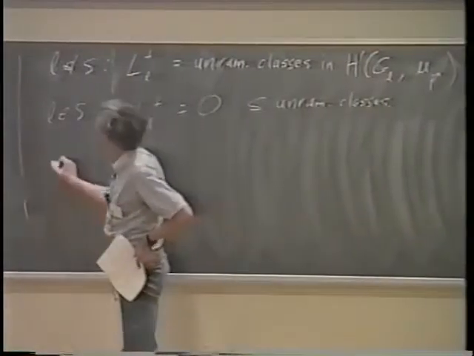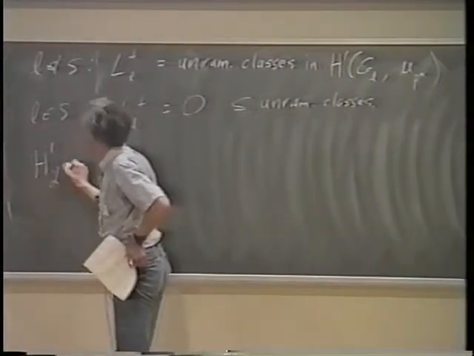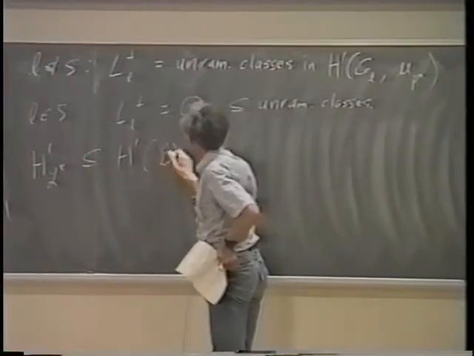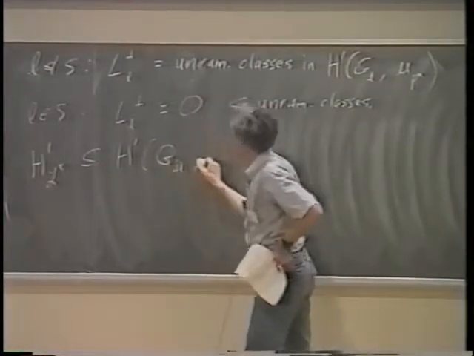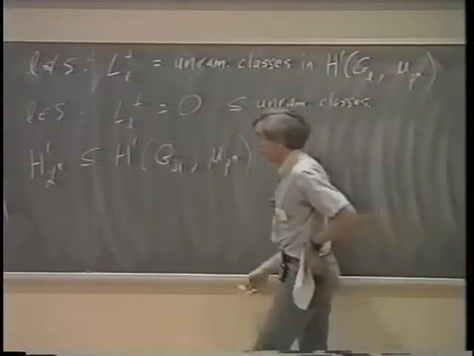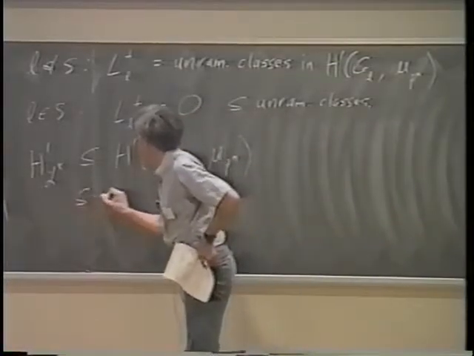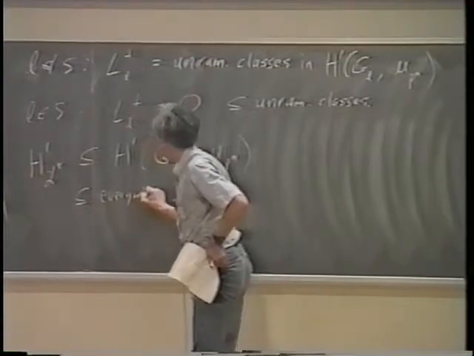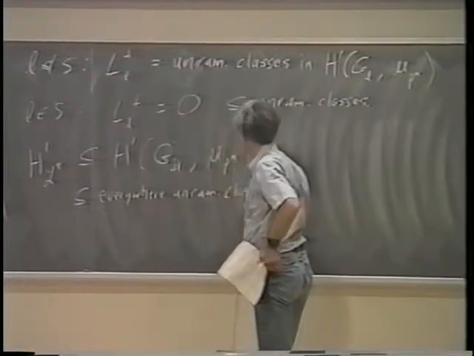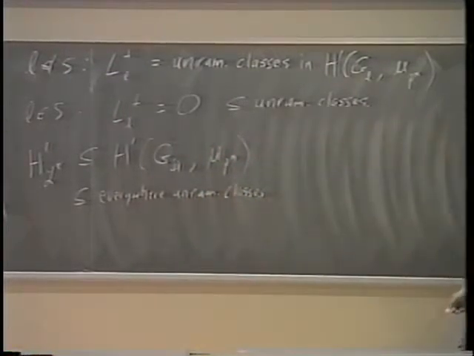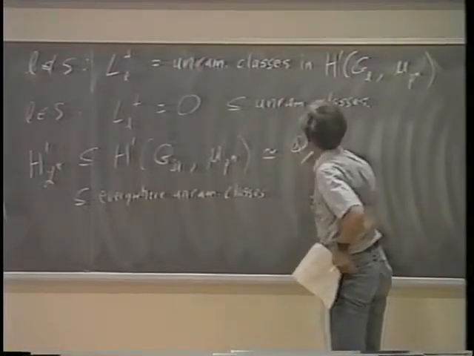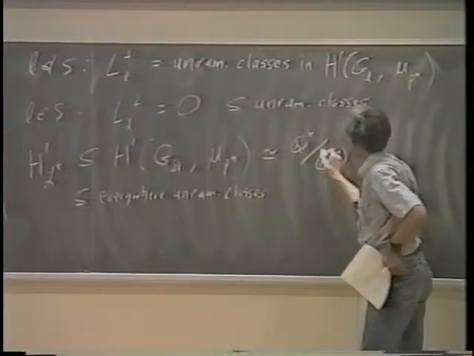So, what's our H1 L star? This is contained in H1 of G_Q, coefficients in mu p to the n, and it's really contained in the everywhere unramified classes. Well, there's various ways to go about this. We know this is isomorphic to Q cross mod Q cross to the p to the n.